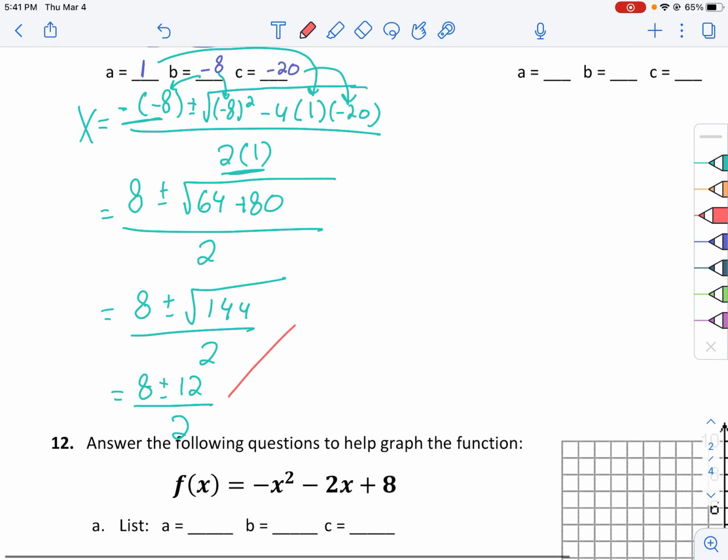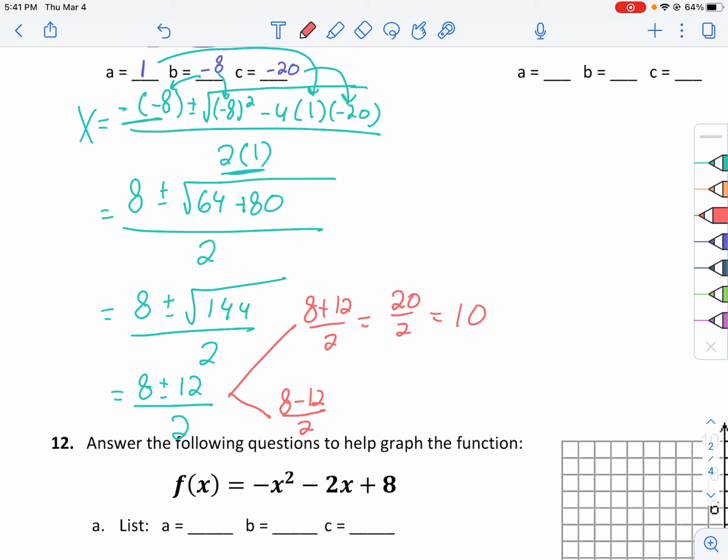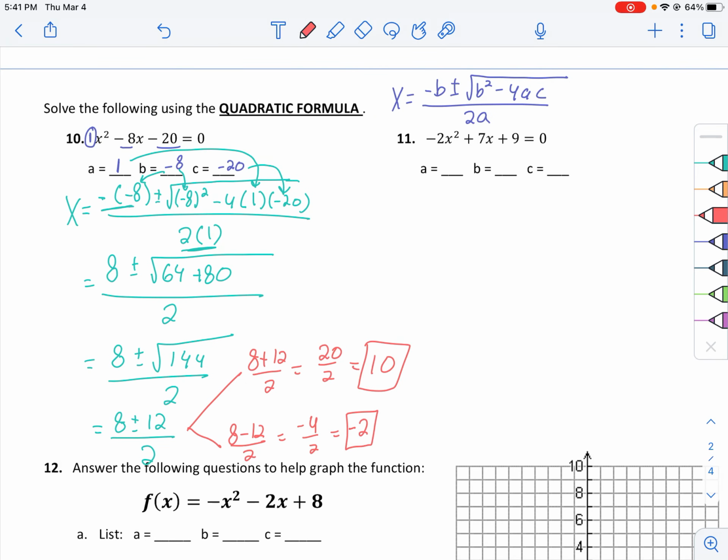And now we need to split it up into its two cases. So one is 8 plus 12, all divided by 2. The other one is 8 minus 12, all divided by 2. 8 plus 12 is 20, divided by 2, which gives us 10. 8 minus 12 is negative 4 over 2, right? Is that negative 4? Yep. And negative 4 divided by 2 is negative 2. All right, so there's our two answers for that quadratic equation.